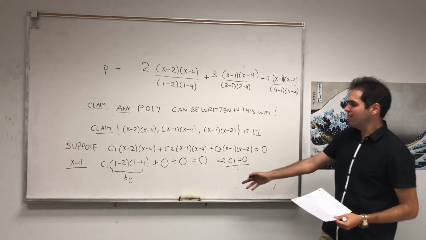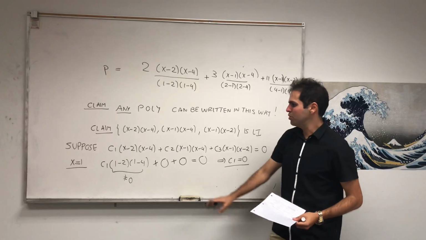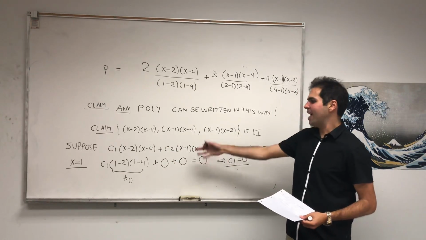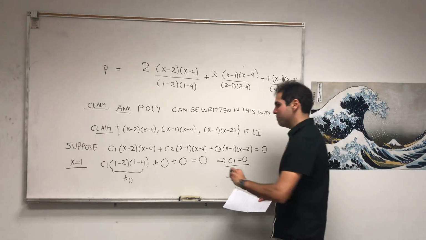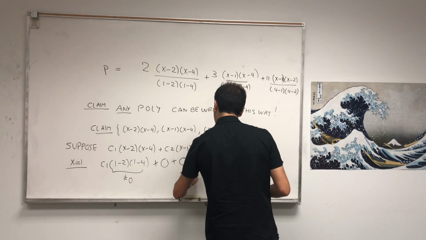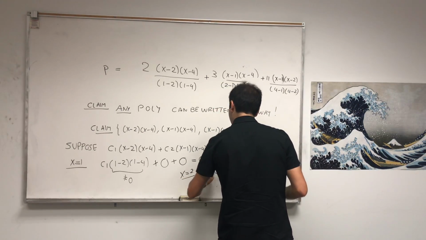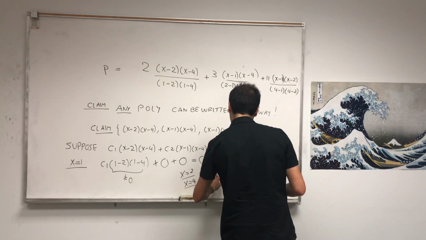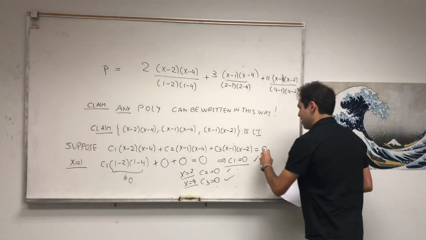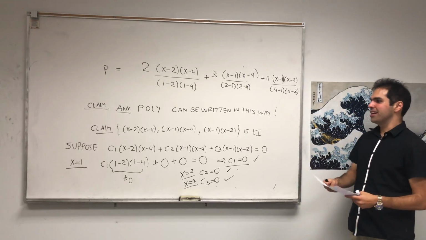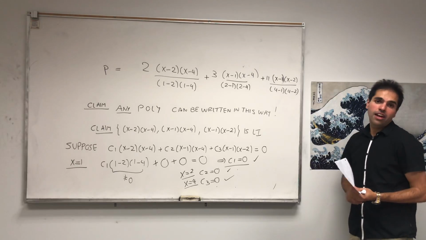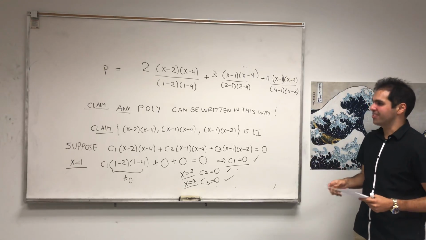And similarly, if you plug in x equals 2, this vanishes, this vanishes, this does not vanish, so C2 is 0. And lastly, for x equals 4, you get C3 is 0. And therefore we're done. We assumed some linear combination gives you the 0 vector, and we showed that the coefficients are 0.